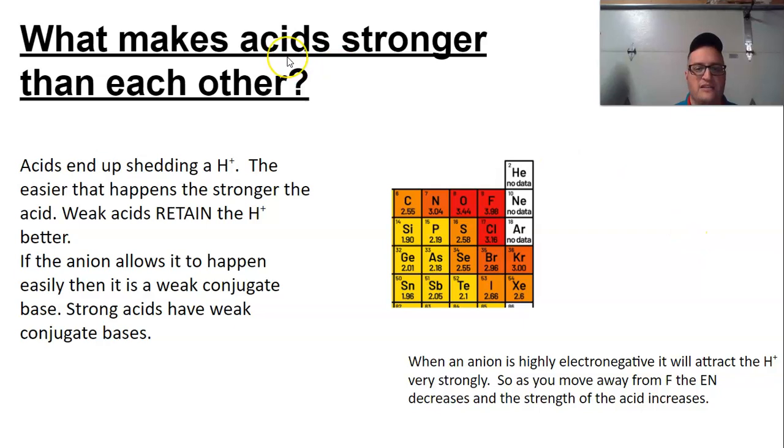Now, which makes acids stronger than each other? So far, we've talked about there's strong acids, strong bases. What happens if we have many to look at and maybe the structures, but we don't have any Ka or Kb values? So remember, acids shed the hydrogen. The easier that happens, the stronger the acid. Weak acids retain or have a high attraction to the hydrogen. If the anion allows it to happen easily, then it's a weak conjugate base. Strong acids have weak conjugate bases.